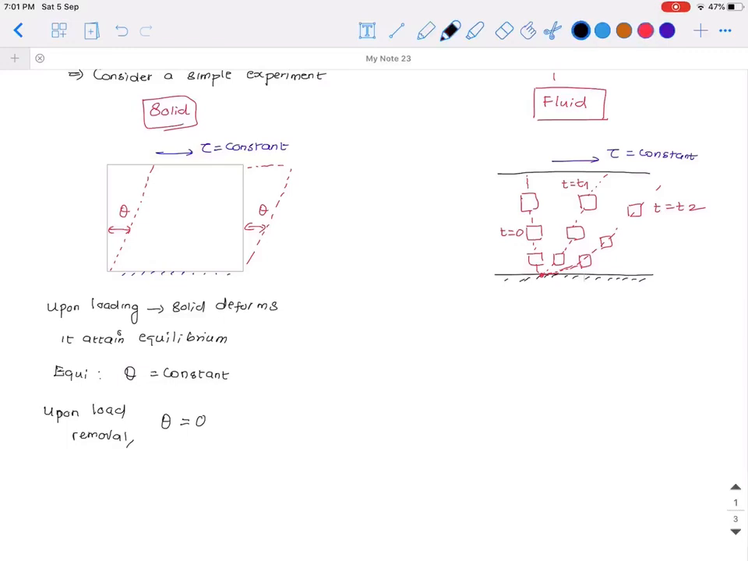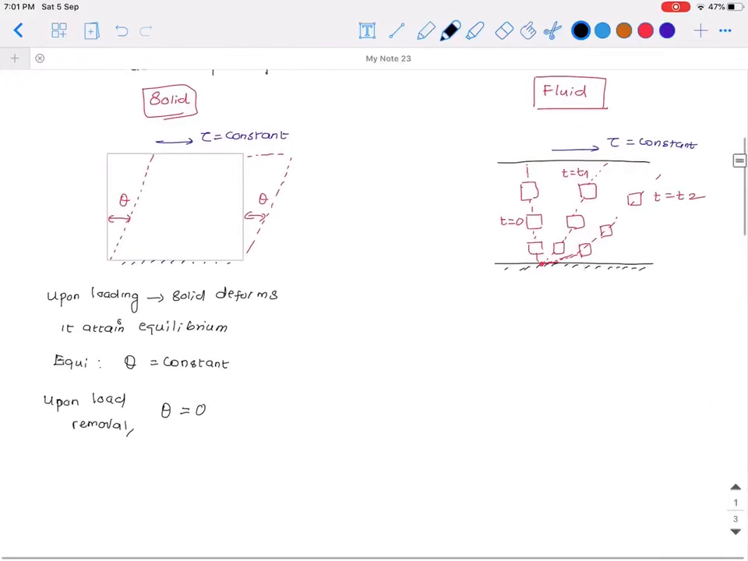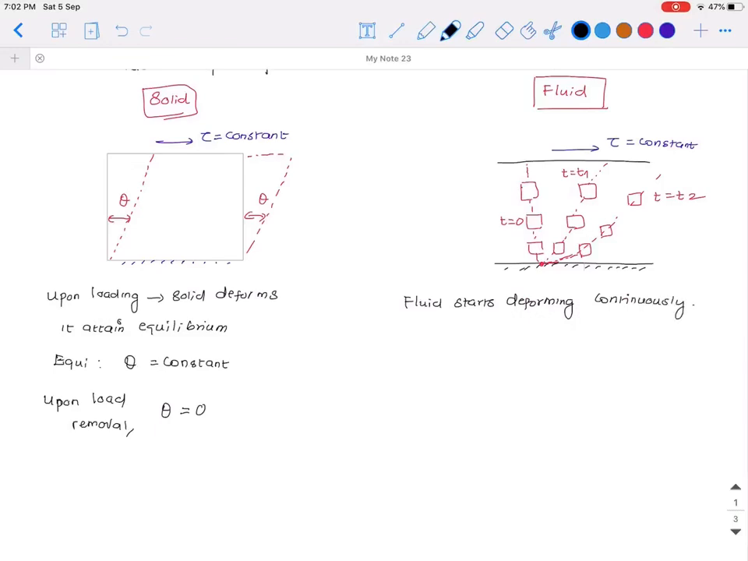Okay, so what happens here when we fill a fluid between two plates and apply a constant shear? What happens is that the fluid starts deforming continuously. Okay, so the continuous deformation is the key word that defines fluid. Okay, we'll come back to this point.